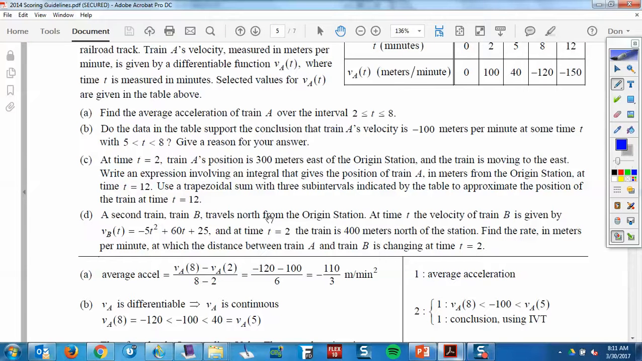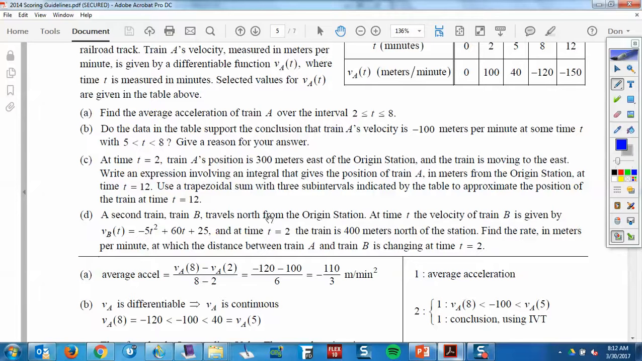Now, somehow you want to get in the idea of the hypothesis of the intermediate value theorem. Remember what it was. If a function is continuous on a closed interval, so from 5 to 8, on the open interval too, but if it's on the closed interval, then it has to hit all the y values in between the endpoints. Between 5 and 8, the velocity goes from 40 to negative 120. Somewhere in there, it's got to be negative 100.